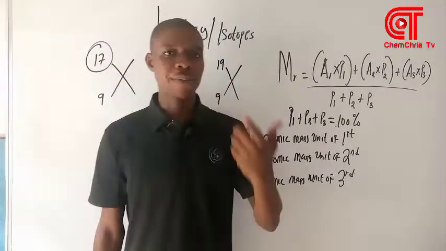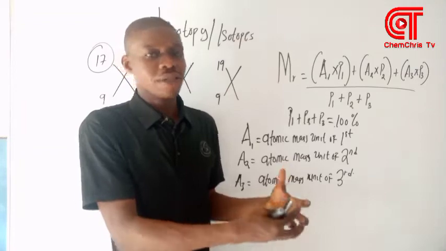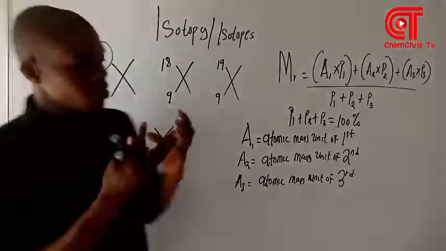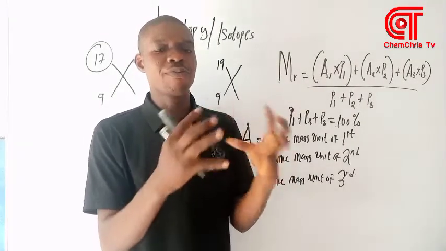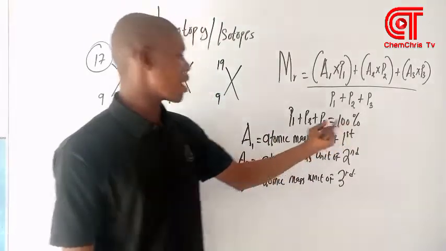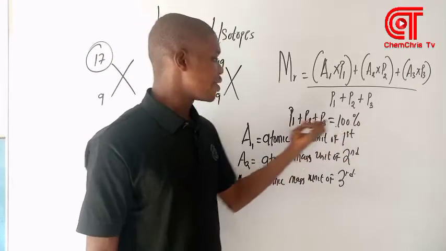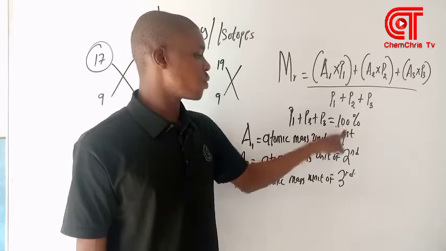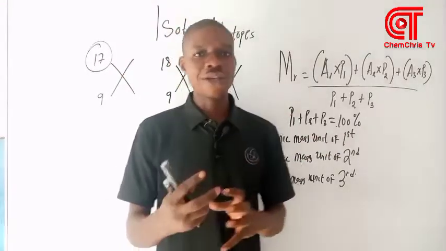the percentage abundance. Each of these isotopes has its percentage abundance, found in the element X. When you sum their percentage abundances together, you get 100. That's why P1 plus P2 plus P3 equals 100 percent. The summation of all the relative abundances, or the percentage abundances, equals 100 percent.